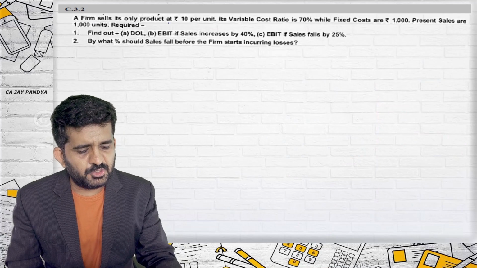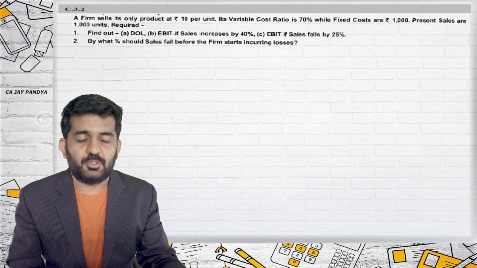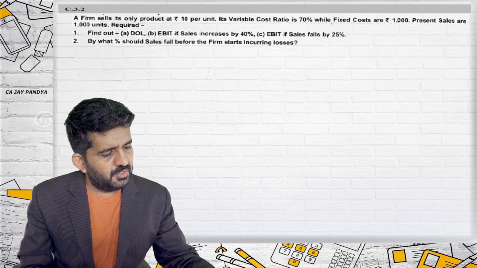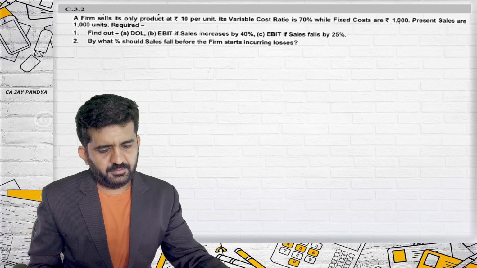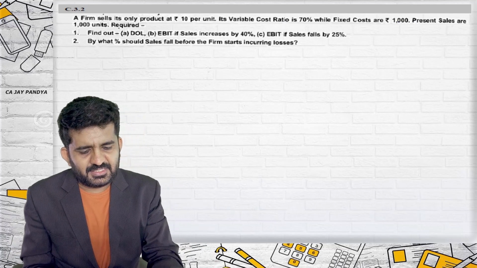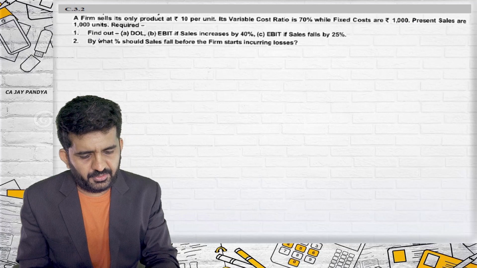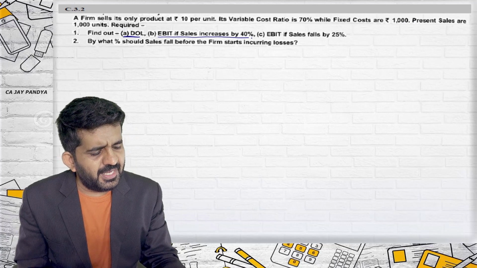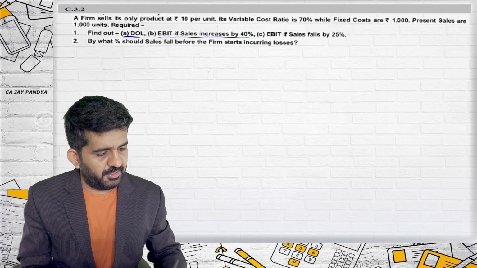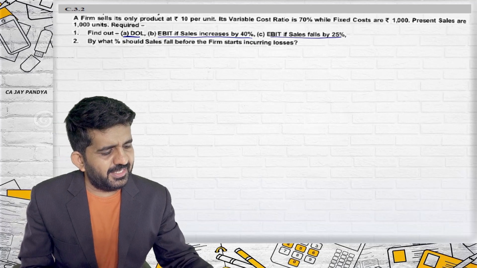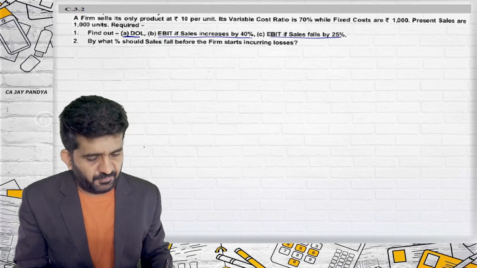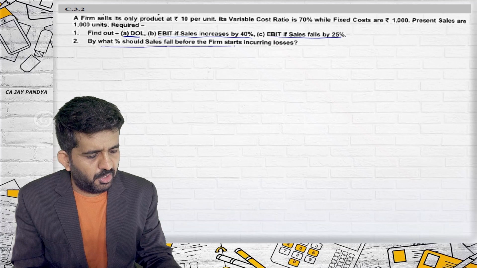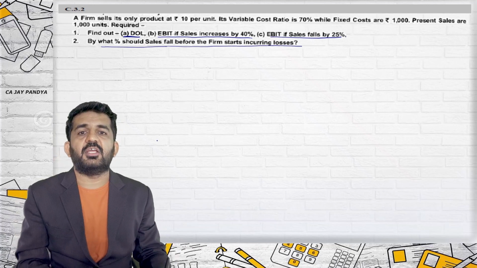A firm sells its only product at rupees 10 per unit. Its variable cost ratio is 70% while fixed costs are 1000. Present sales are 1000 units. Required: find out the degree of operating leverage; EBIT if sales increases by 40%; EBIT if sales fall by 25%; and by what percentage should sales fall before the firm starts incurring losses?